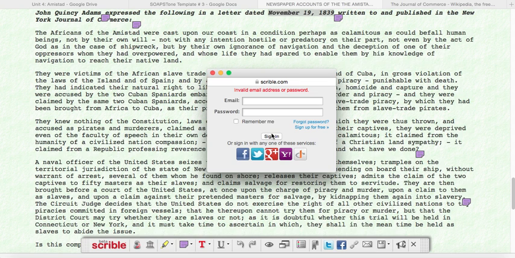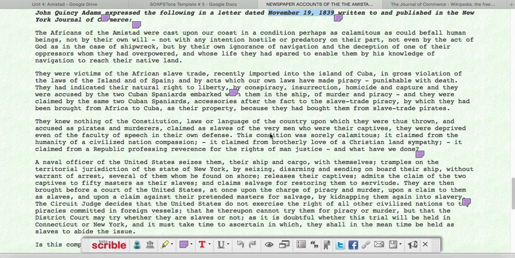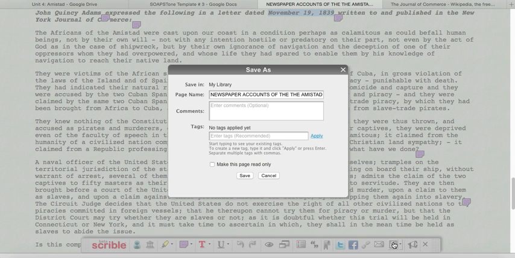All right, here we go. Well, I have to put the whole address. There we go. All right, now I'm going to save it, and I'm going to give it a page name. I'm going to say John Quincy Adams letter to New York Journal. And here I'm going to write a tag. I'm going to say this is for my Q2 benchmark, quarter 2 benchmark. I'm going to save it.